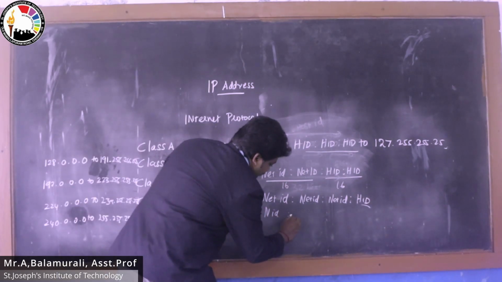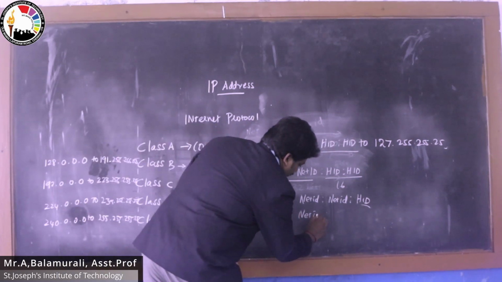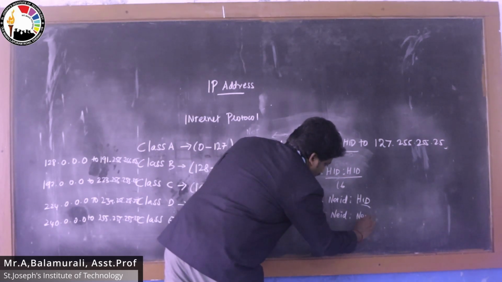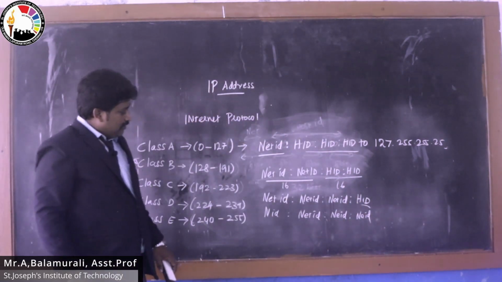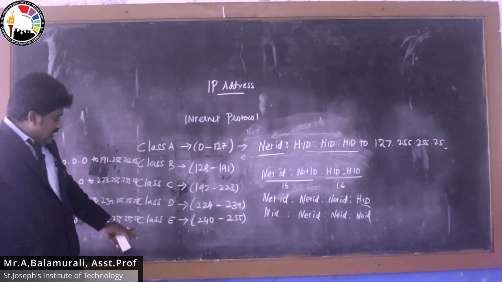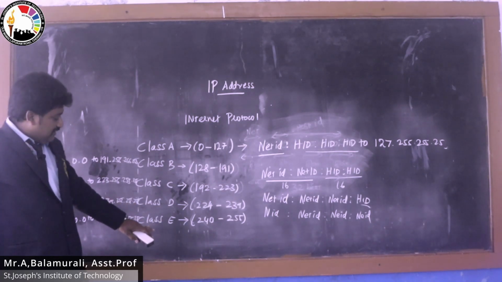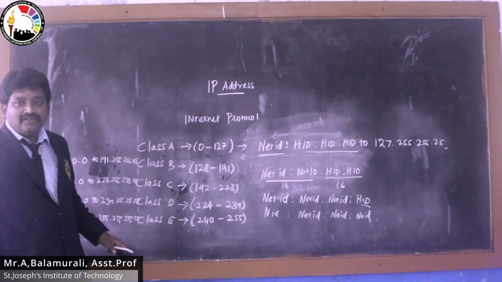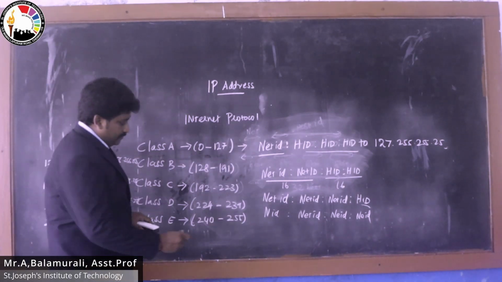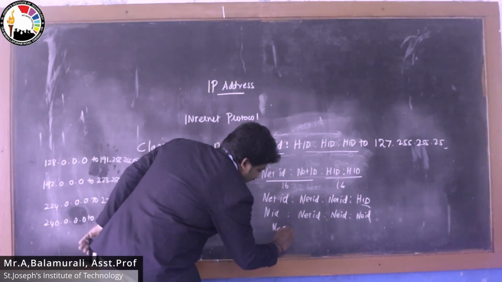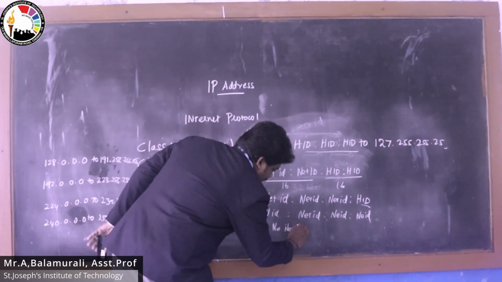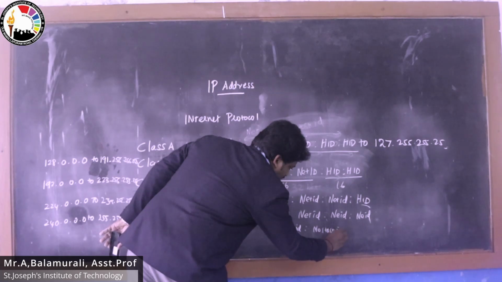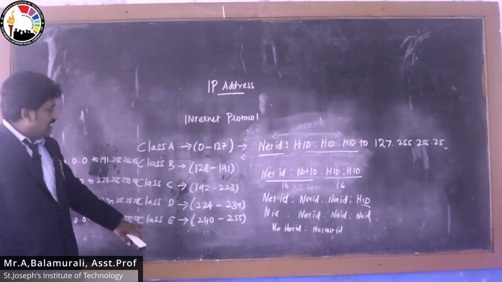Net ID, net ID, net ID, net ID. Okay, this is the Class D ranges. And Class E, they don't have any net ID and host ID and all. So that one is the default. No net ID and no host ID. That one is the Class E ranges.